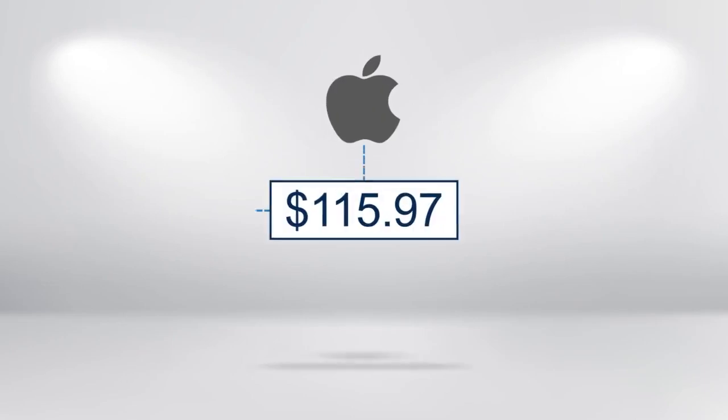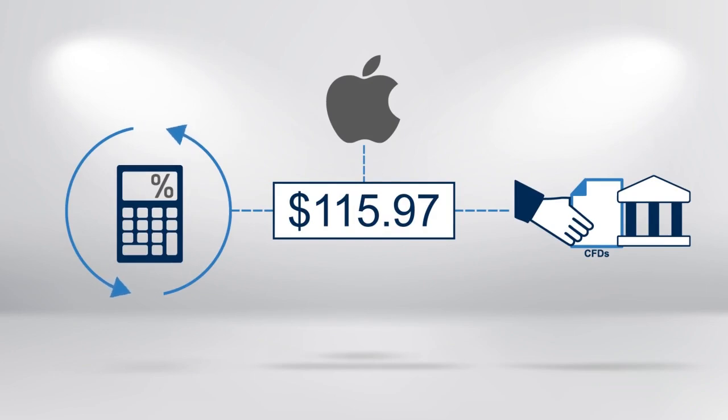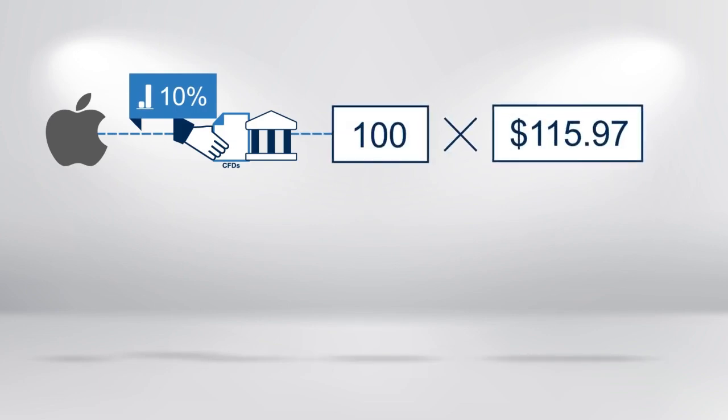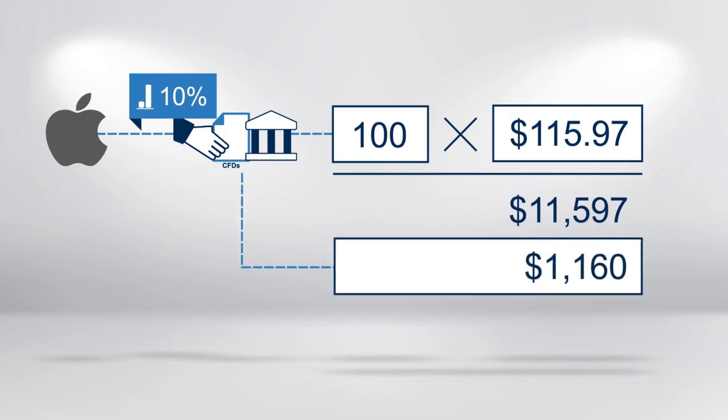Now let's do the same trade again, but with a CFD. If the same trade is transacted with a CFD, the return calculations change significantly. Assume that your CFD provider quotes a margin of 10% on Apple stock. To buy 100 shares costing $11,597 will require just $1,160 in your margin account.